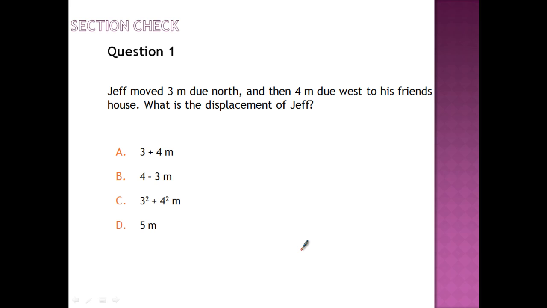So question, Jeff moved 3 meters due north and then 4 meters due west to his friend's house. What is the displacement of Jeff? And remember, displacement means how far are you from where you originally started. So in this case, we're asking for the magnitude of the resultant vector. So we draw our little axis. It says first he moved 3 meters due north, 3 meters straight up. And then 4 meters due west.